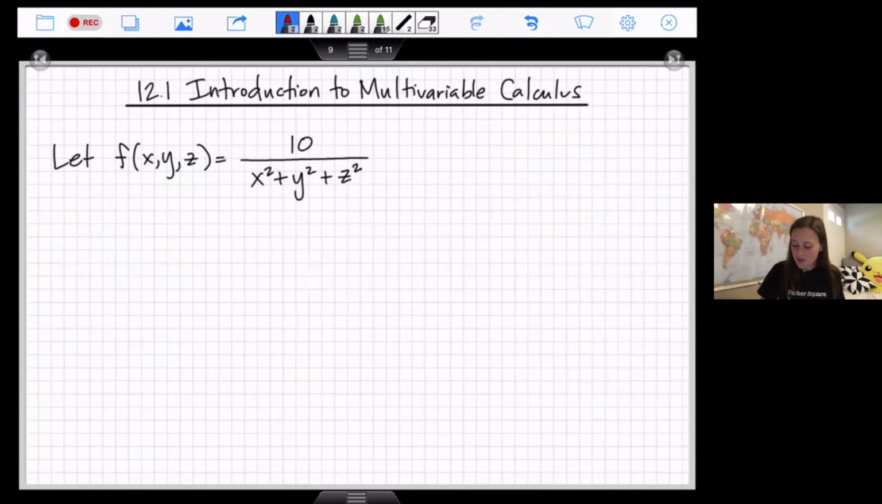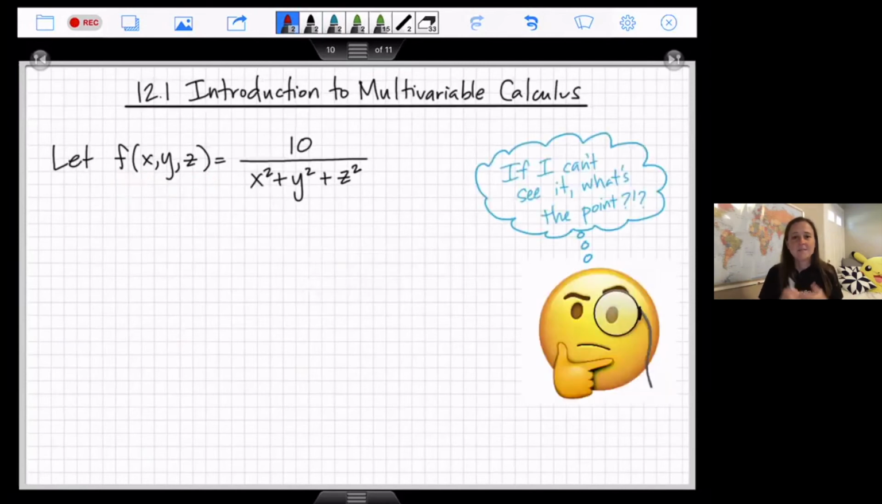All right, so over here, instead of being another name for z, because z is now one of our variables, this is another name for w. I don't know, we ran out of letters, all right? So we can't really picture what this function looks like because we live in 3D. We can't picture what 4D looks like. So if I can't see it, what's the point?